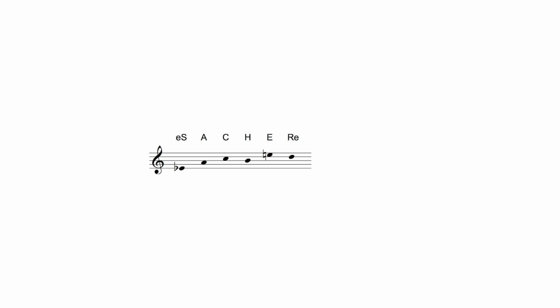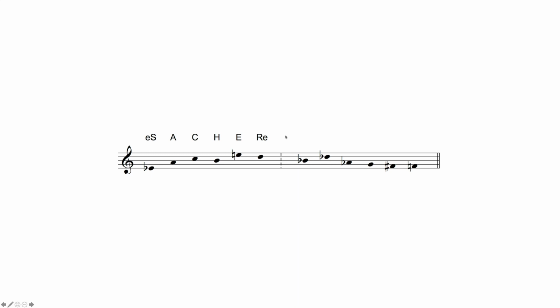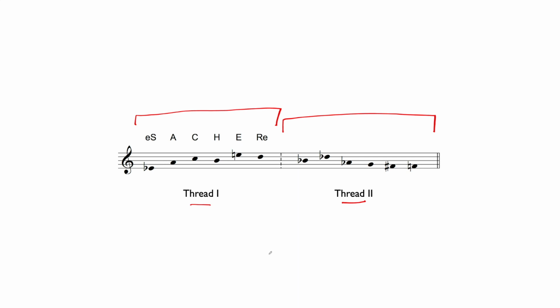How he constructs a structure by using the Sacher hexachord is highly interesting, very simple but highly interesting and effective in my opinion. He takes the Sacher hexachord and divides the structure into two parts. On the one side we have the tones of the Sacher hexachord, on the other side we have the other tones of the chromatic scale. We are going to call the first one thread 1 and the second one thread 2. There are two simultaneous processes in the piece. We are going to examine it.